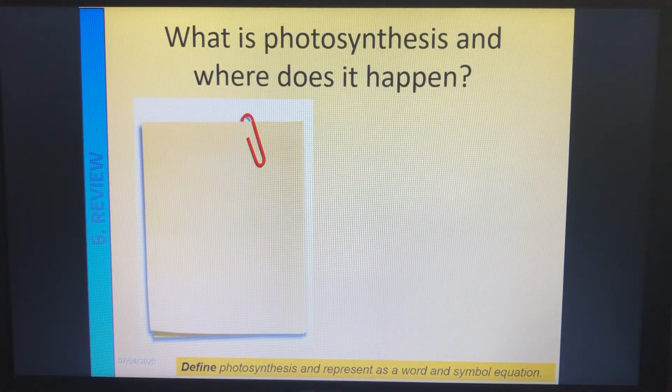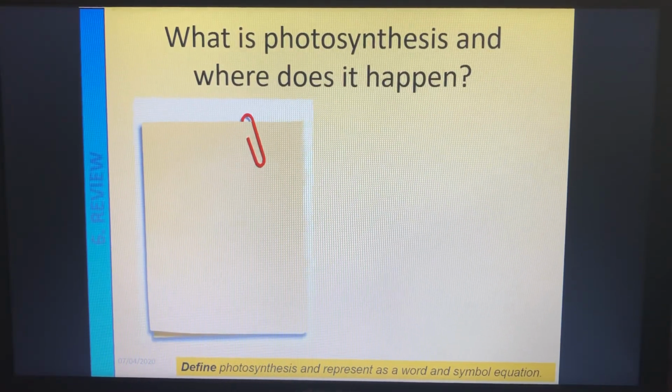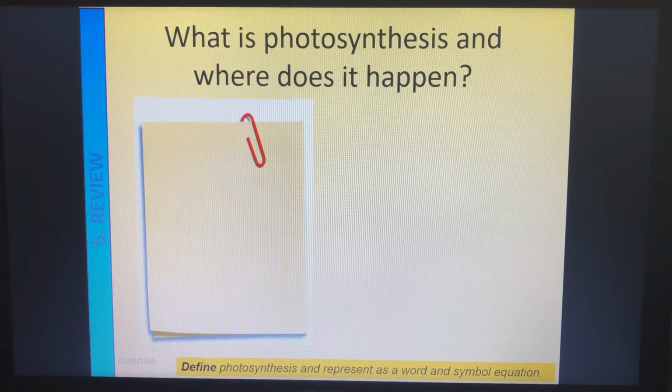So what is photosynthesis and where does it happen? Okay, this is kind of our summary of what we're getting out of today to really make sure we understand what photosynthesis is, because it's a fundamental aspect to the rest of this topic, so that when we refer to it later in the topic, we fully understand.